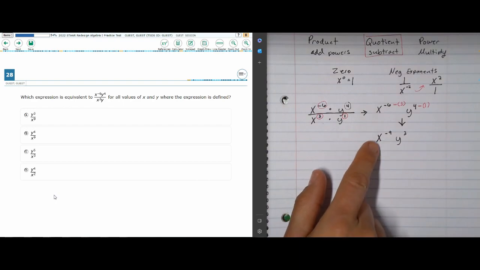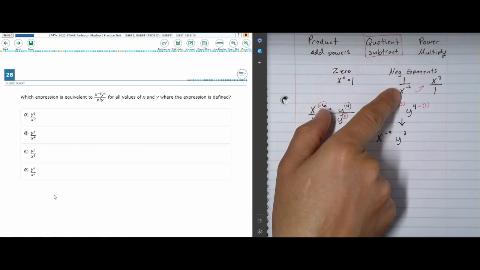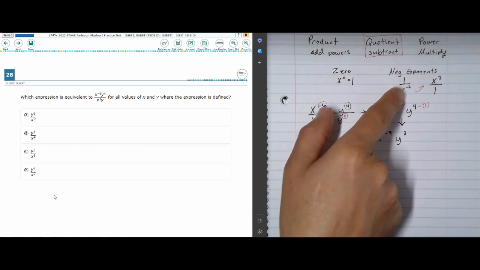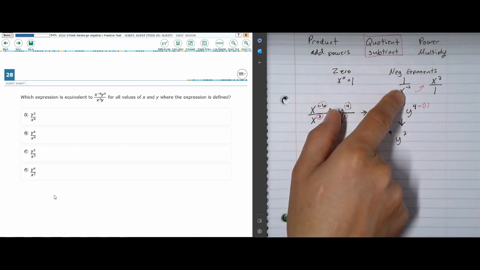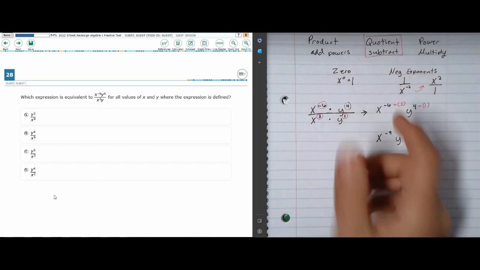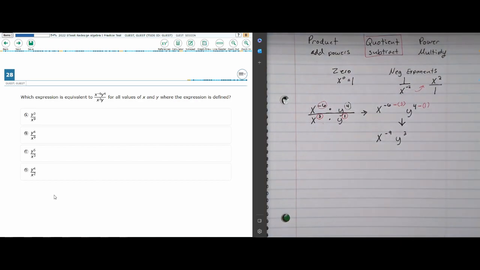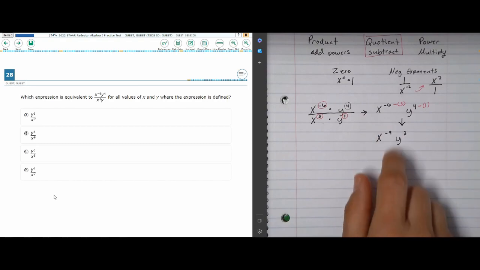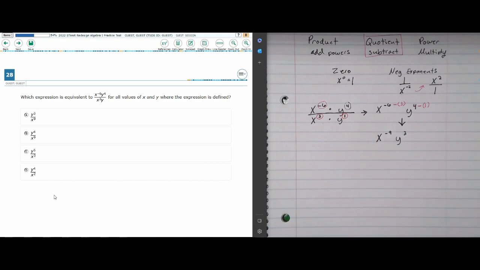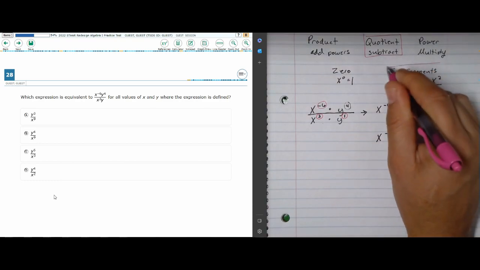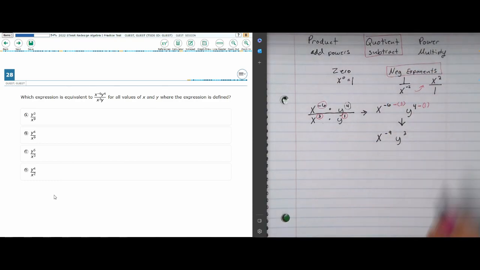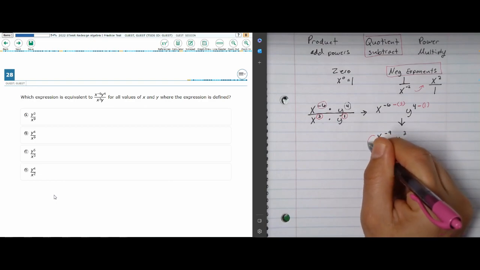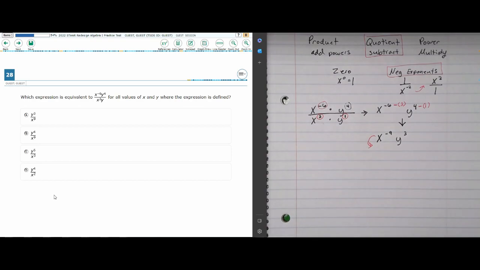Now remember, the rule says that when you have a negative exponent, you can just move it to the opposite position. In other words, if it's in the denominator, you move it to the numerator, it becomes positive. On the other hand, if it's in the numerator, you just need to move it down to the denominator. So I'm going to use this negative exponent rule, and I'm going to move this down as a denominator in the bottom. So I'm going to move it down.